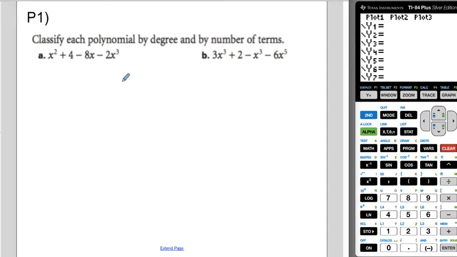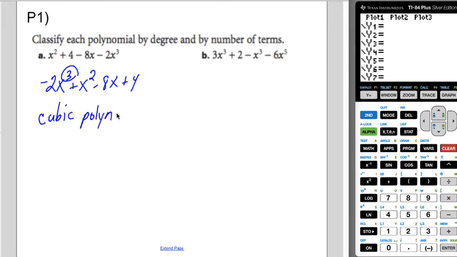You can pause me if you want. When I put this in order, I get a negative 2x cubed plus an x squared minus an 8x plus a 4, right? So that makes this a cubic, right? And it's just going to be a cubic polynomial because it's got 4 terms. So cubic polynomial, right? It does have, so if you really wanted, it has 4 terms.